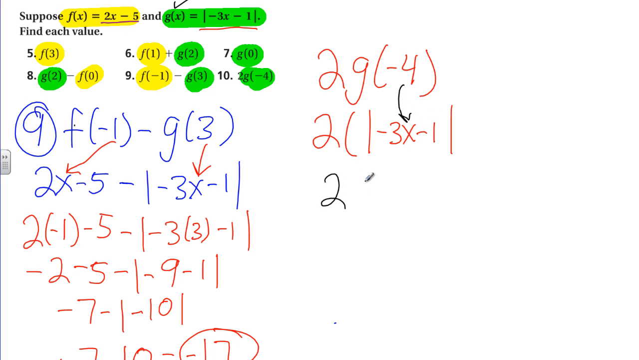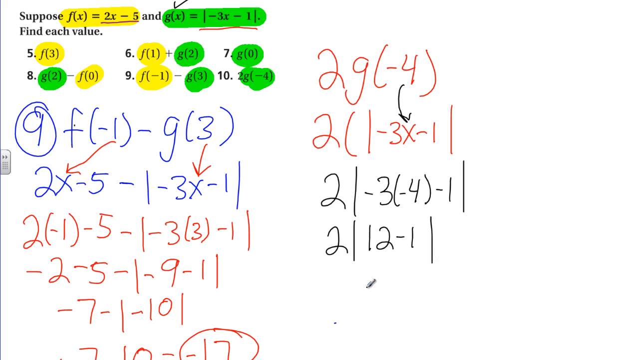So that's 2 times, I'll just take out the brackets. So negative 3 times negative 4 minus 1. And so you got 2 times the absolute value, negative 3 times negative 4, that equals a positive 12 minus 1. And then 12 minus 1 equals 11. And then the absolute value of 11 equals positive 11 times 2 equals 22. Yeah, so that is number 10, and that finishes that block.